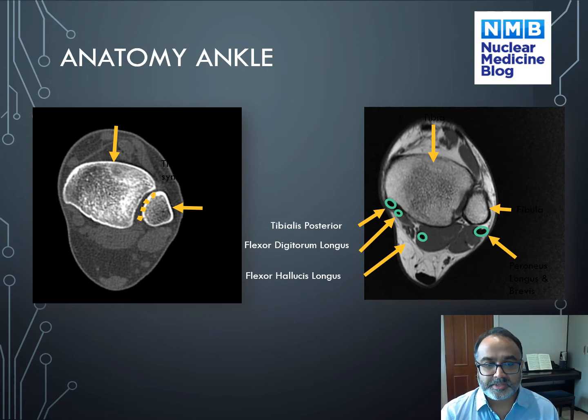landmarks. So we can see here you've got the tibia and the fibula, and in between the two is the tibio-fibular syndesmosis. This is a very important articulation that gives stability for the ankle joint. Soft tissue things to look at in the posterior ankle are the flexor tendons, so you can see tibialis posterior, flexor digitorum longus and flexor hallucis longus, and on the lateral side you can see peroneus longus and brevis.